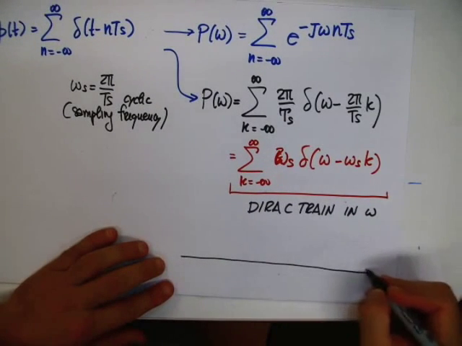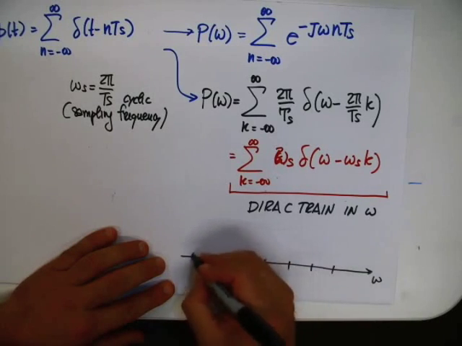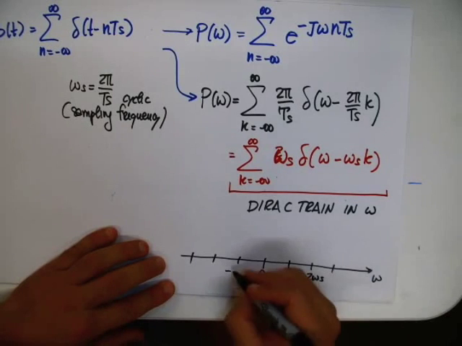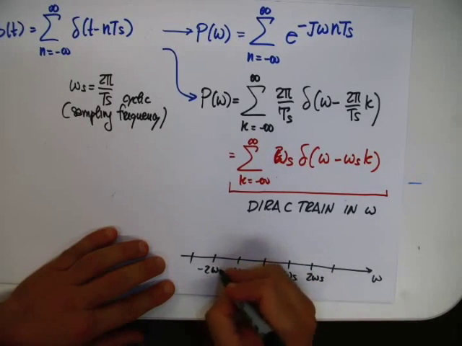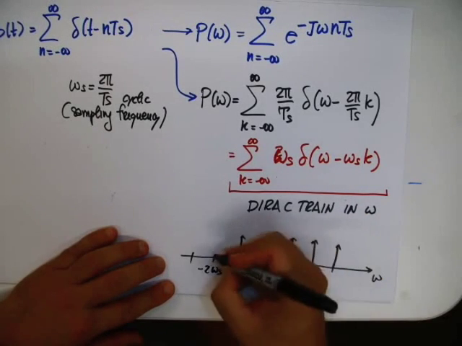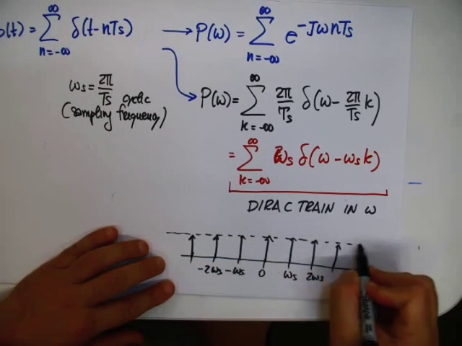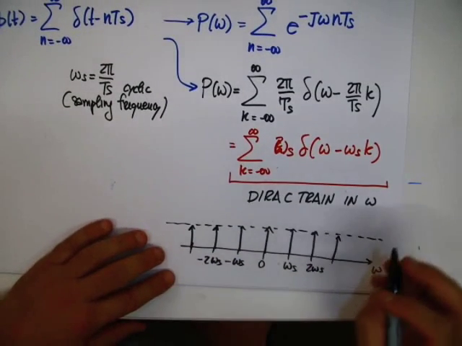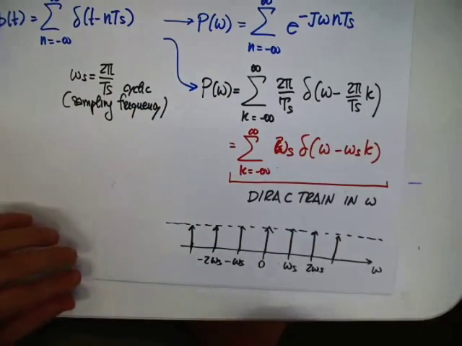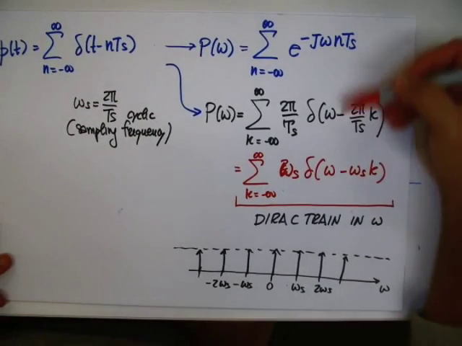Indeed, the Fourier transform now is given by a sequence of deltas which have a strength omega sub s. And it is not a surprise now that these two quantities are equivalent.